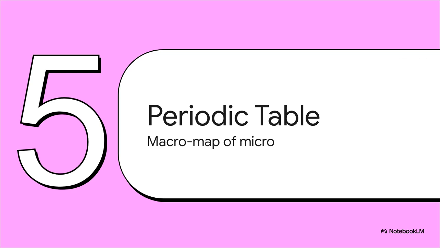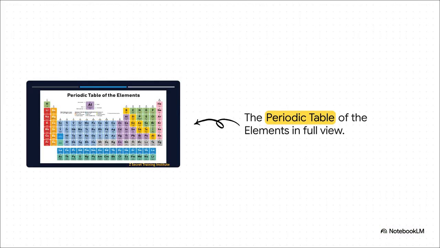Section 5. Decoding the periodic table. The macro map of microparticles. All right, we are zooming way out now. Take a moment and just look at the periodic table. When you first study chemistry, it kind of looks like a totally random, jagged castle of blocks. But its shape isn't random at all. Every single row and column is entirely dictated by how those tiny electron orbitals are filling up. The periodic table is, quite literally, a giant visual representation of quantum mechanics.